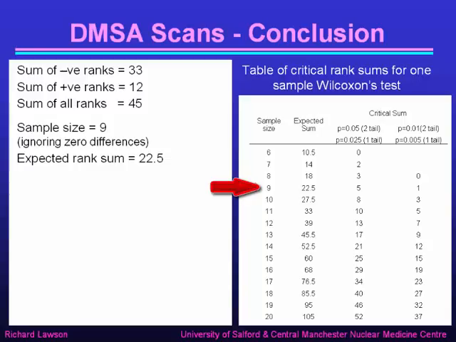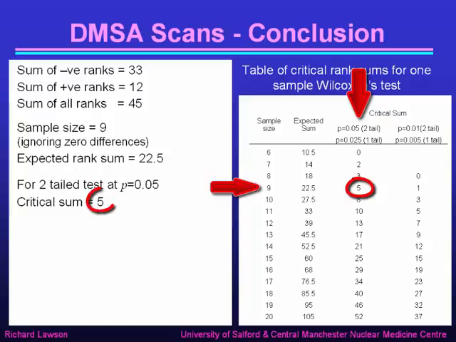Actually, that's a good check, because it must always be half the sum of all the ranks. So we got 45 the sum of all our ranks. 22.5 is half of that. That's a confirmation that we've got our sums correct. But if we look at this table, we're interested in a two-tailed test with a significance level of 5%. For p equals 0.05 two-tail, we see that the critical sum is given as 5 in this table. So we have to compare our actual sums of 33 and 12 with that.